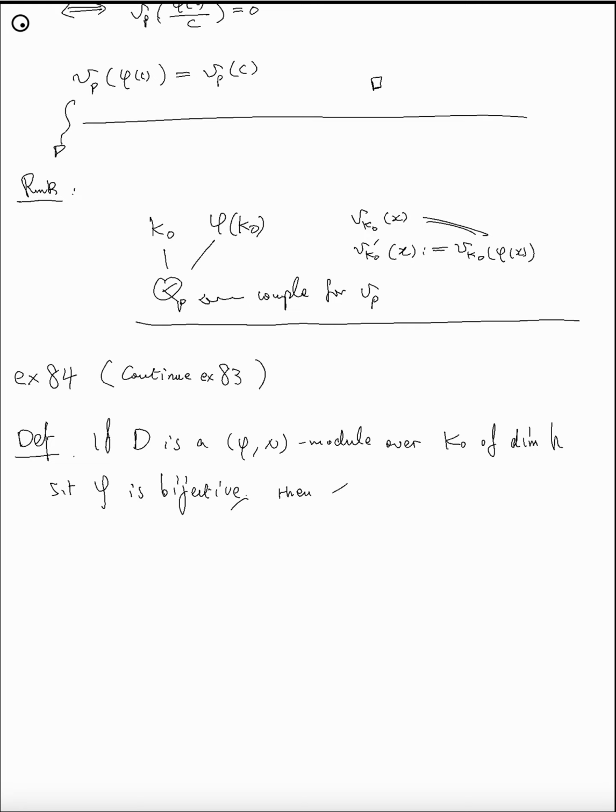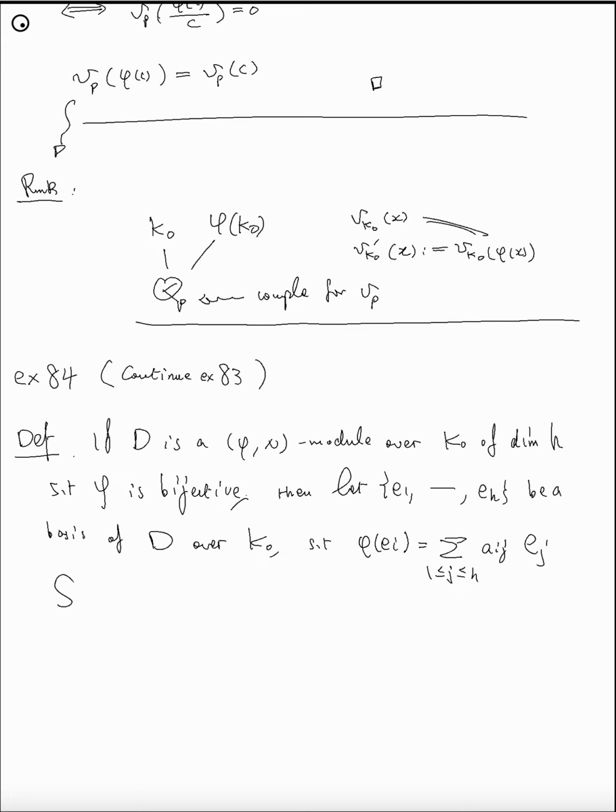Then let E1, E2, ..., Eh be any fixed basis of D over K0 such that phi of Ei be described by this matrix A. Okay.